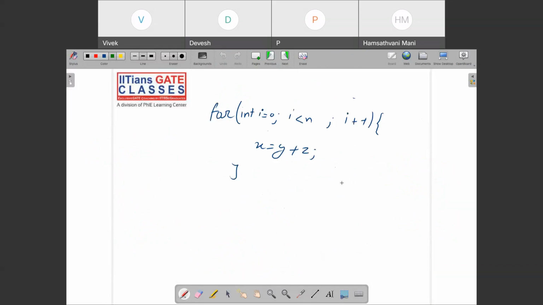So can you tell me what is the time complexity for this program? I have written a very small snippet of a program here, where I am executing a for loop from i = 0 to n, right? So what is the time complexity, or rather the time complexity analysis we are doing? What is the time complexity for this for loop?